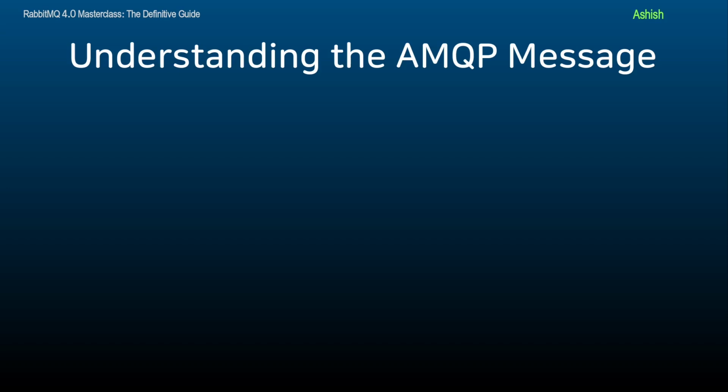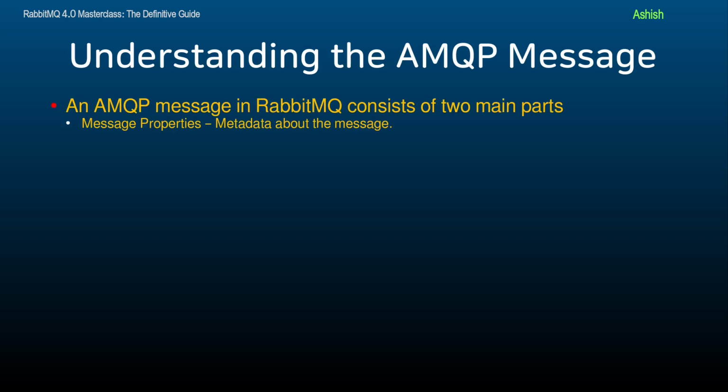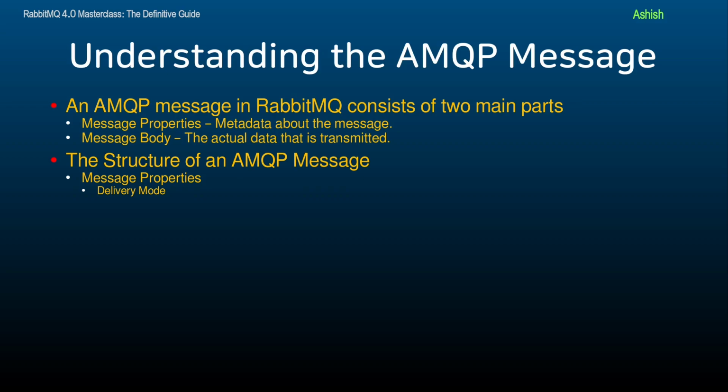An AMQP message in RabbitMQ consists of two main parts. Message properties, which is the metadata about the message. And next is message body, the actual data that is transmitted. With that done, let's break down the structure of an AMQP message into its key components. First, we have message properties.